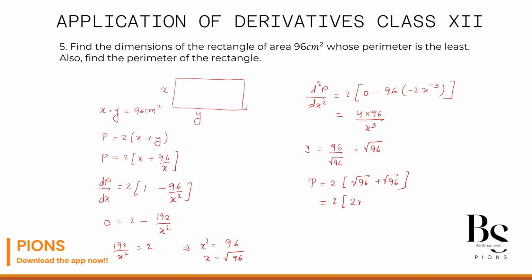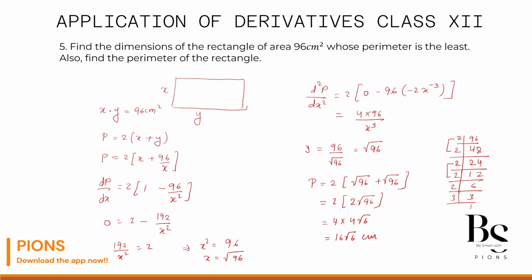2 times root of 96. Let's simplify 96 by taking the LCM. 96 will be 2 4s are 8, 2 48s are 96, 2 24s are 48, 2 12s are 24, 2 6s are 12, 2 3s are 6, and 3 1s are 3. One pair, two pair. So these two will come out. First these two, 2 2s are 4, into those two pairs, that will give you 4 root 6. So that will be 16 root 6. That will be in centimeters, our perimeter.